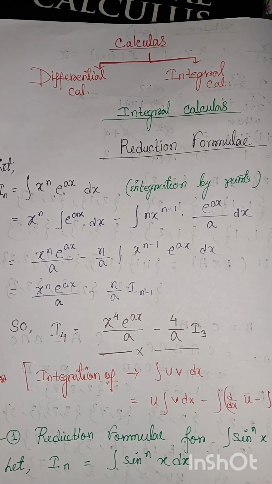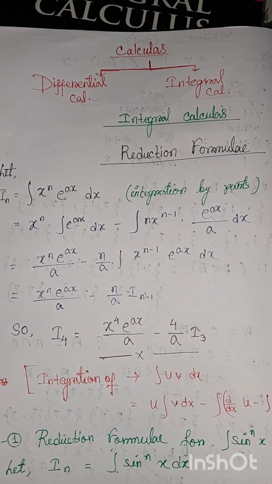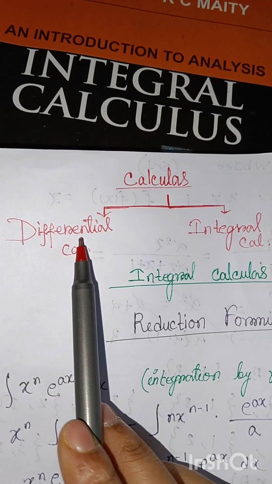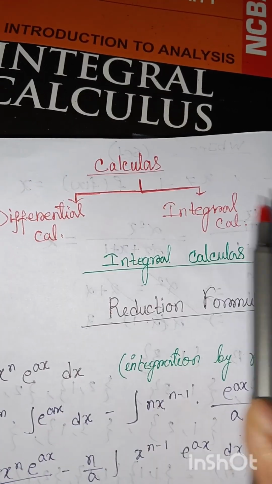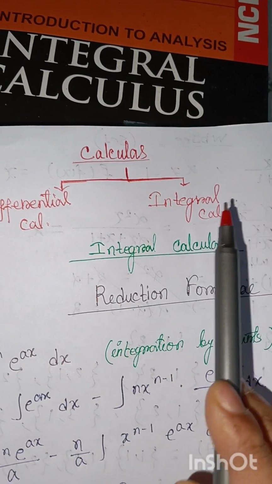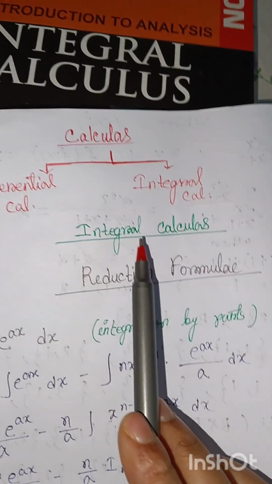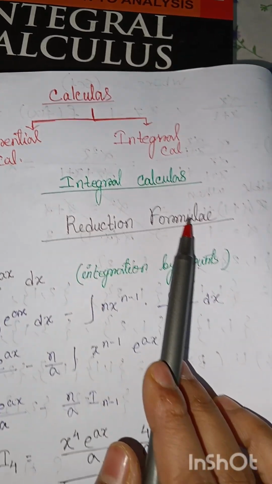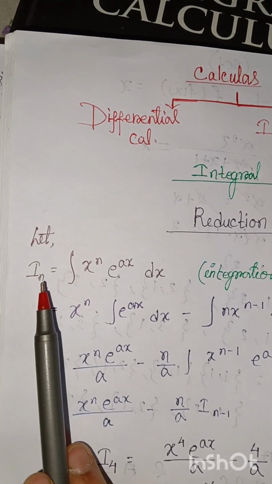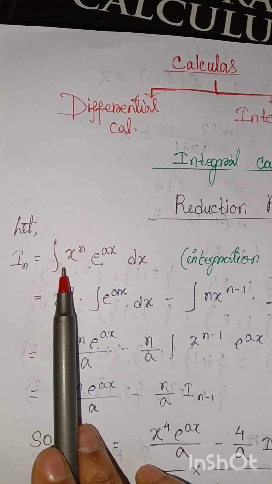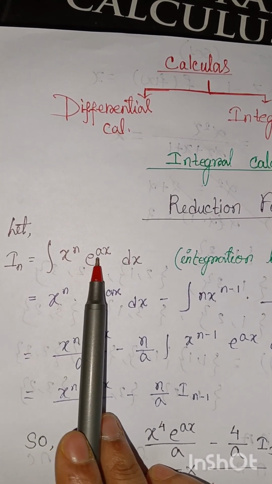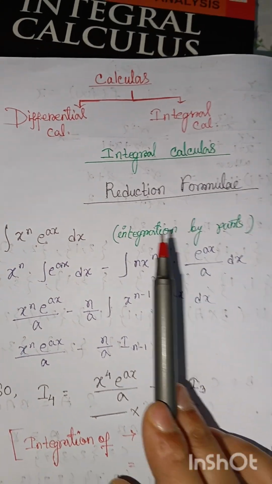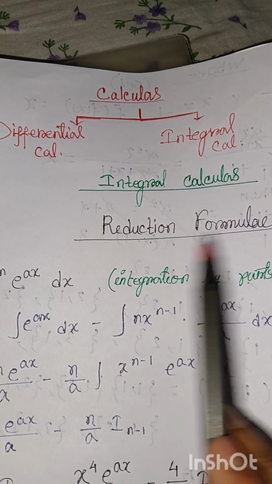The specific topic in calculus that we will learn today is reduction. In calculus there are two parts: one is differential calculus, and the second is integral calculus. In integral calculus, we will learn reduction today. So the reduction formula is: let In equal the integral of x to the power n e to the power x dx. We will integrate this by parts. Let's start the reduction chapter.